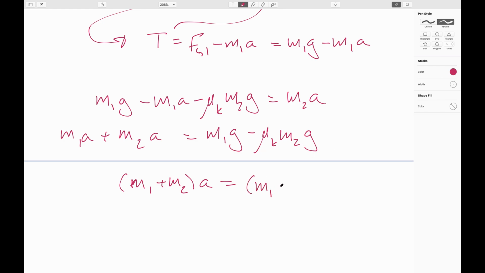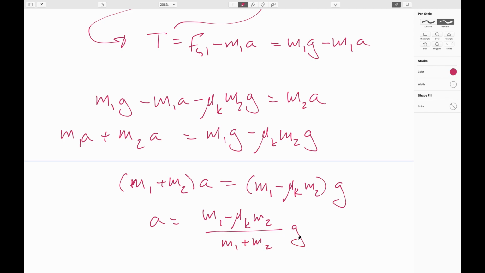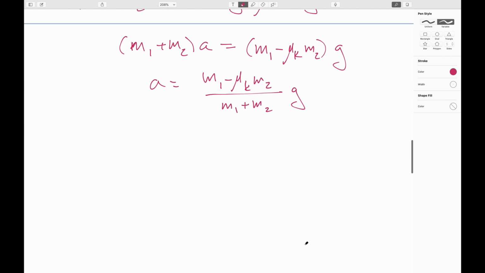So you tend to write M1 minus mu K M2, times G. So we get that the acceleration is M1 minus mu K M2, we don't need that parenthesis, over M1 plus M2, times G. Now, we can go ahead and start sticking in the numbers and solving. So sure, let's go ahead and do that.